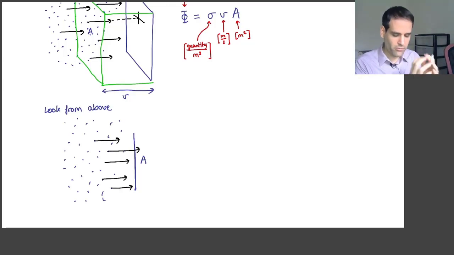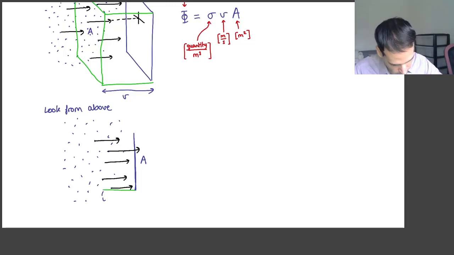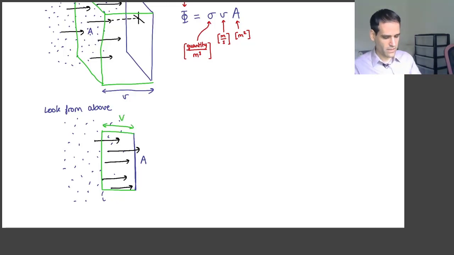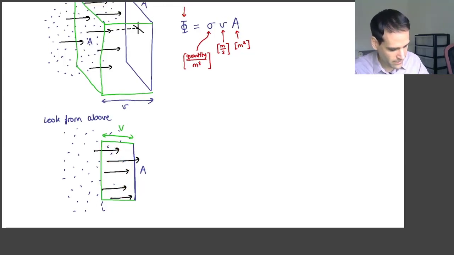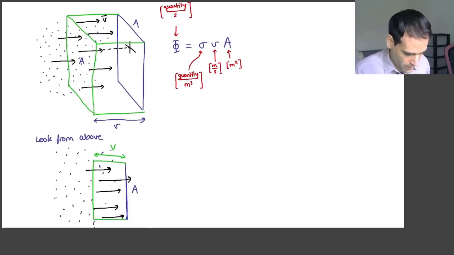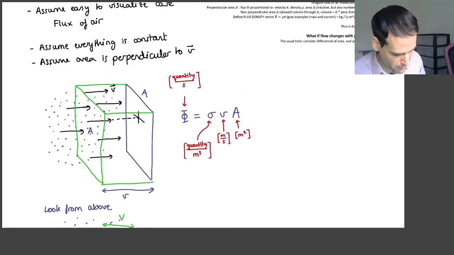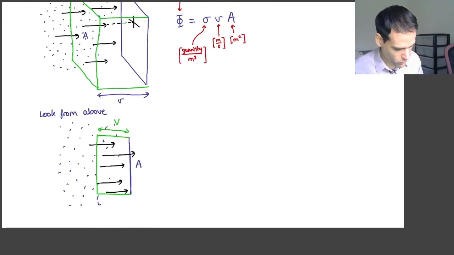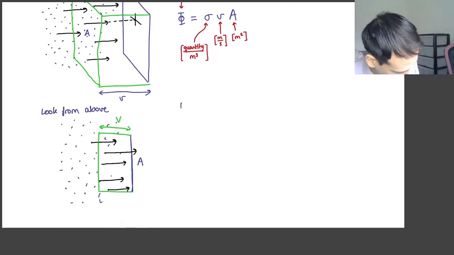Now we can think about this box of which molecules will cross the area after 1 second. You can draw this box whose length is the velocity. The particles inside this box will be exactly the density times the velocity times the area. Now, let's remove this assumption. What if the area is not perpendicular?